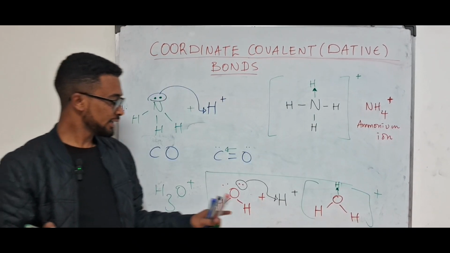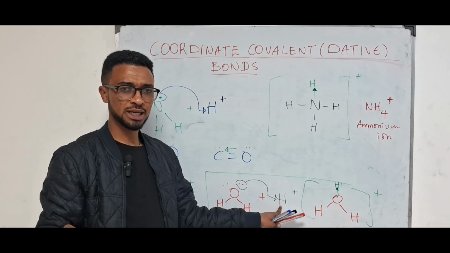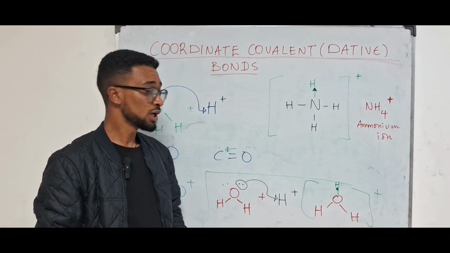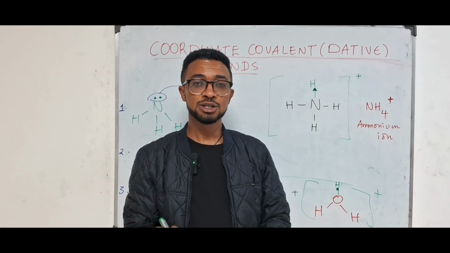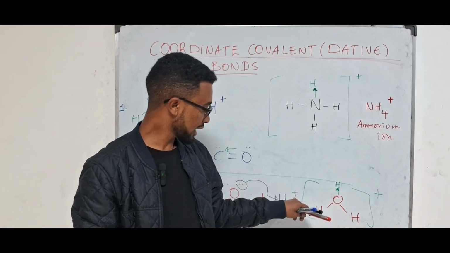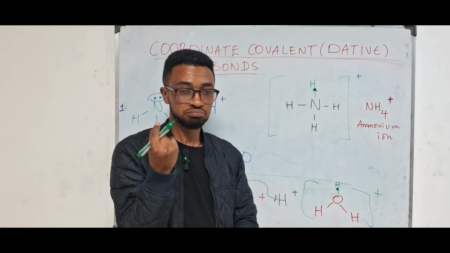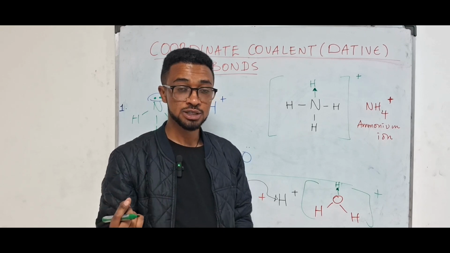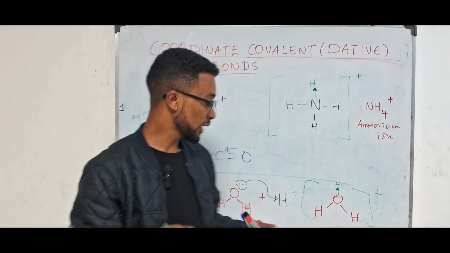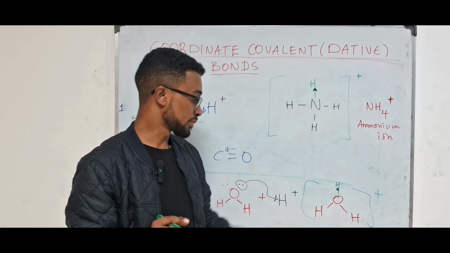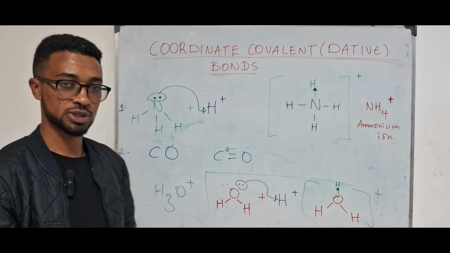Earlier I said that a hydrogen ion is just a proton. What does that mean? Originally, hydrogen has one electron and one proton. When it becomes a hydrogen ion, a positive ion, it has lost one electron, basically the only electron it had. So we're left with just a proton. That is why I say a hydrogen ion is a proton. So this is another example of coordinate covalent bonds.